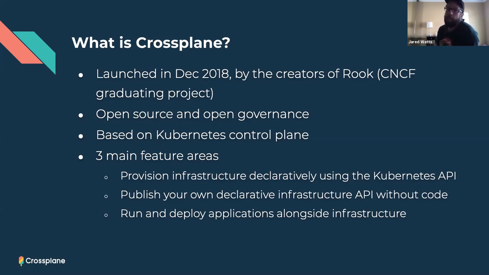But basically, you can define what infrastructure means in your environment, how you want to expose that infrastructure to applications to consume it, and define your own API and abstractions around that. We'll get into more details on that. And the third feature area is all about running and deploying applications to use this infrastructure that we're deploying and provisioning with Crossplane.